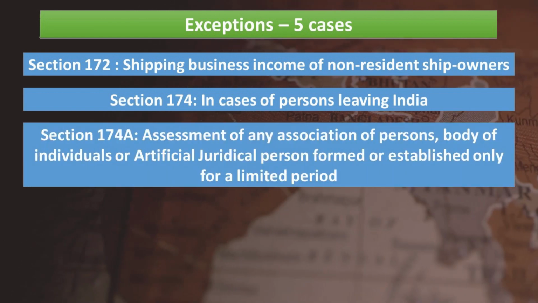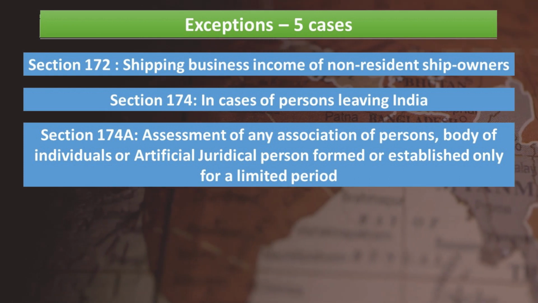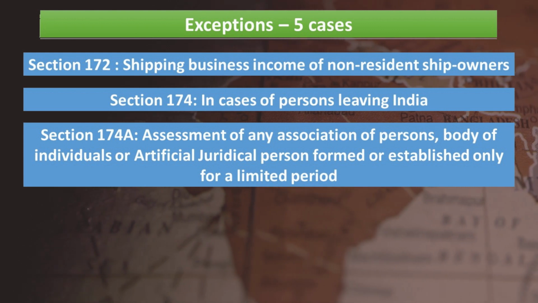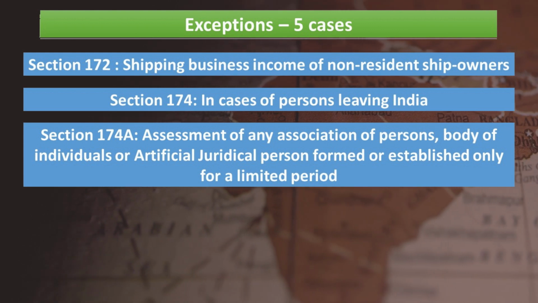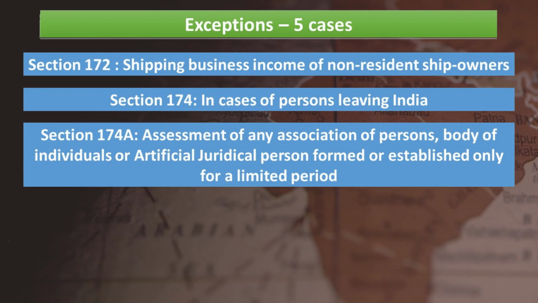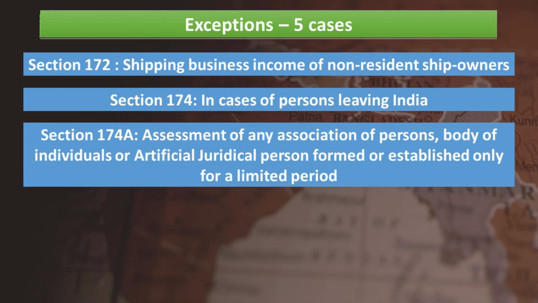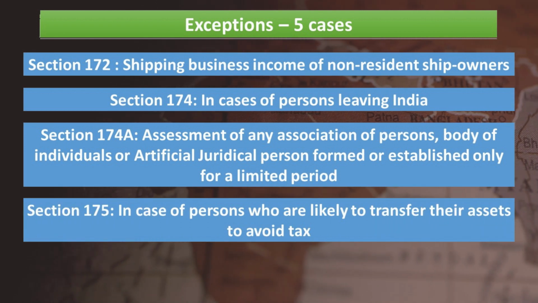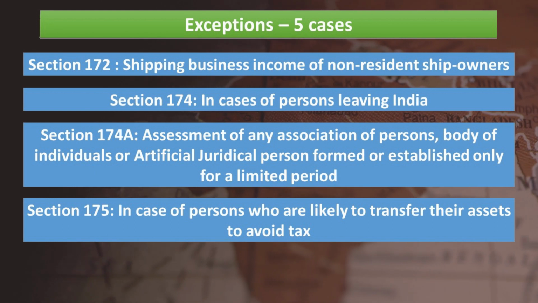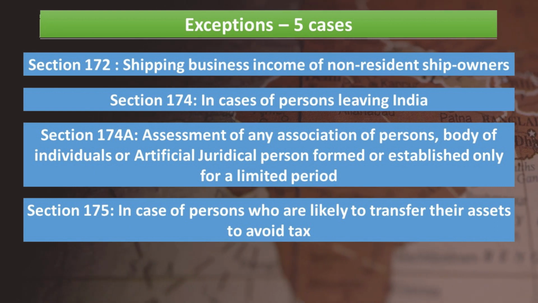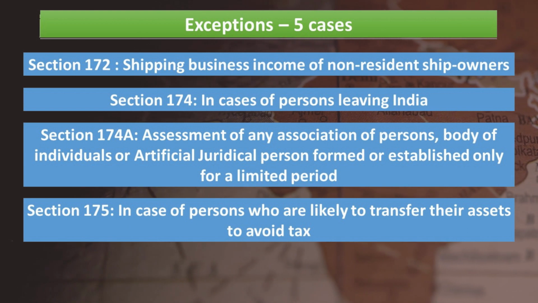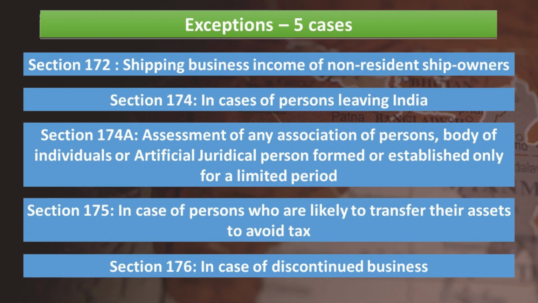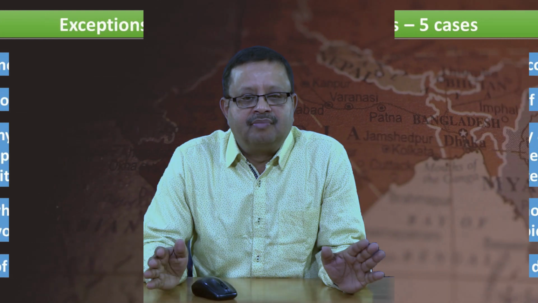In the case of an association of persons, body of individuals, or any artificial juridical person which is formed or established only for a limited period, the previous year and assessment year will be the same. In case of persons who are likely to transfer their assets to avoid tax, they are also liable to pay income tax on the very year of income. And lastly, in case of discontinued business, the previous year and assessment year will be the same.